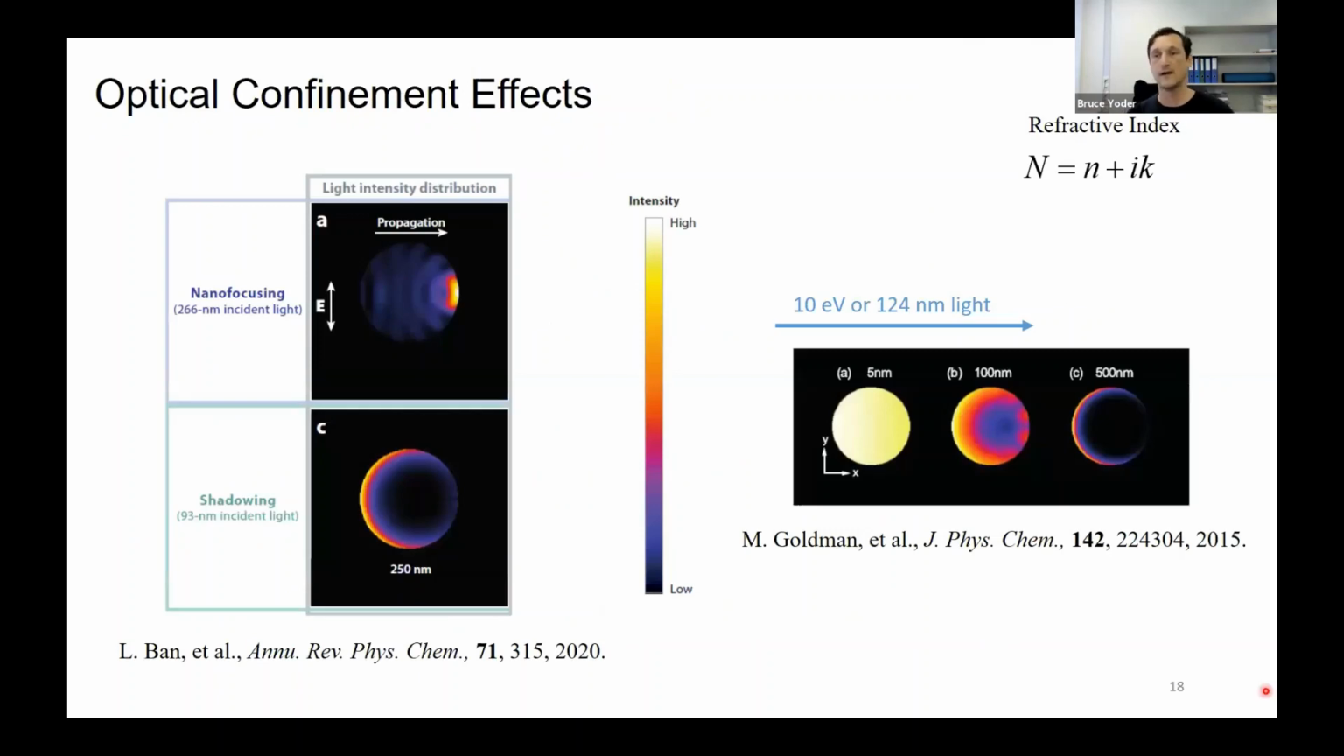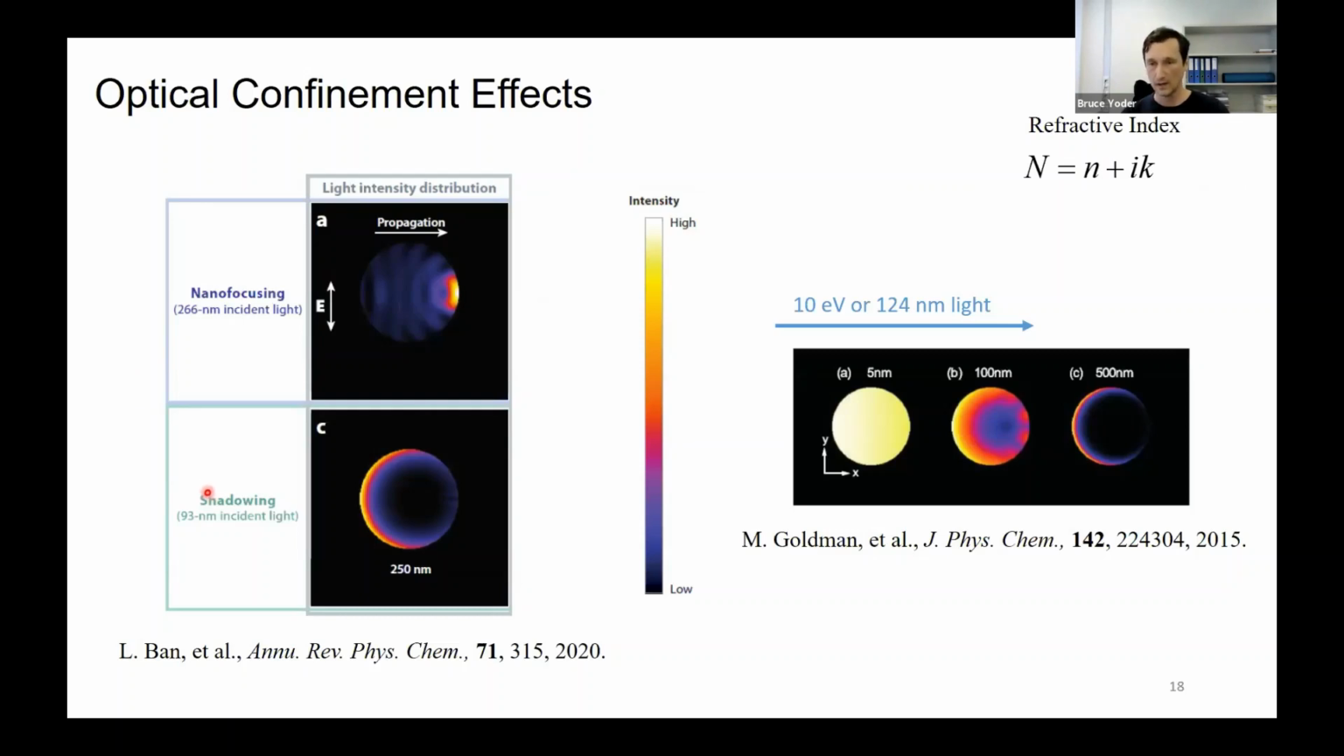Let's look at an example of confinement effects in dielectric or molecular aerosol particles. Here we see two limiting cases: nanofocusing, we'll call it, and shadowing, respectively. Nanofocusing is a resonance phenomenon that occurs for particles that absorb only weakly at the wavelength of the incident radiation, propagating here from left to right. In other words, the imaginary part, K, of the refractive index is small at that wavelength. In the case shown here, most of the intensity is localized at an intense hotspot close to the particle's surface on the far side from the incident light.